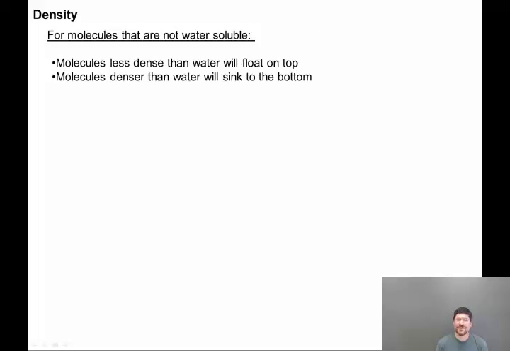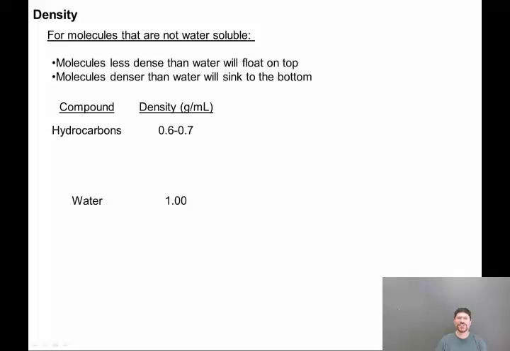Okay, the last topic in this lesson is density, because for molecules that are not water soluble, those that are less dense than water will float to the top, and those that are denser than water will sink to the bottom. Okay, so let's look at some data. Water has a density of exactly 1.00 grams per mil. So molecules such as hydrocarbons have densities between 0.6 and 0.7 grams per mil. They are less dense than water, so they're going to float on water. This is commonly seen because oil floats on top of water, and oil is basically made of hydrocarbons.